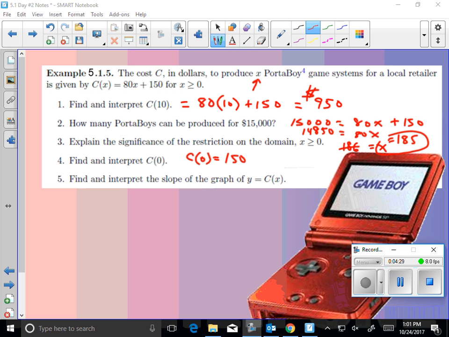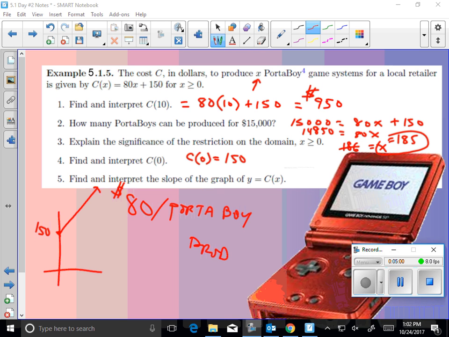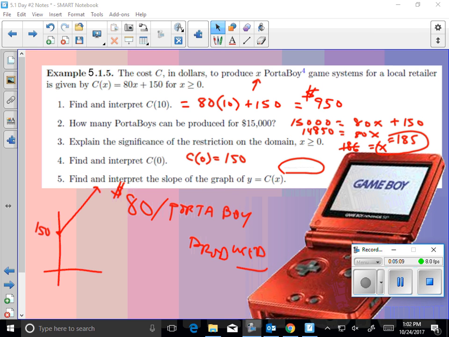Find and interpret the slope of the graph, C of X. Well, the slope is 80. What does 80 mean? I just actually said it a couple minutes ago. Slope is 80. What does it represent? Here's our graph. Yeah, cost per Portaboy. It's 150 bucks right to start, and then 80 is the slope. That's $80 per Portaboy produced. I just want to see who's paying attention. So $80 per Portaboy produced.